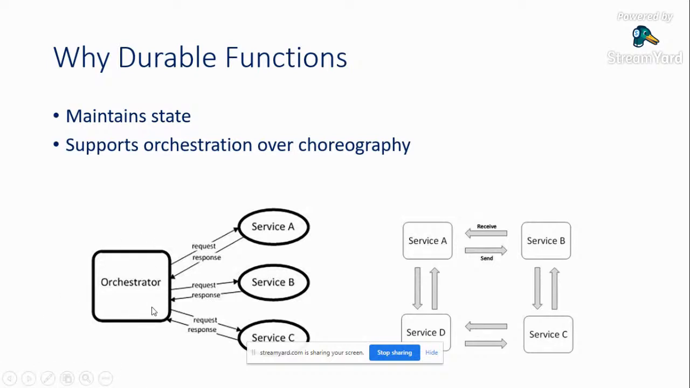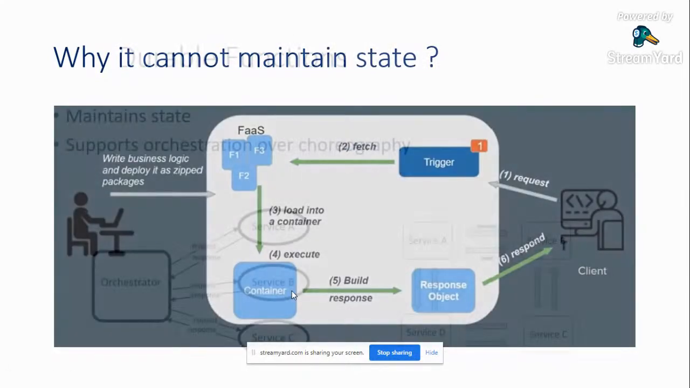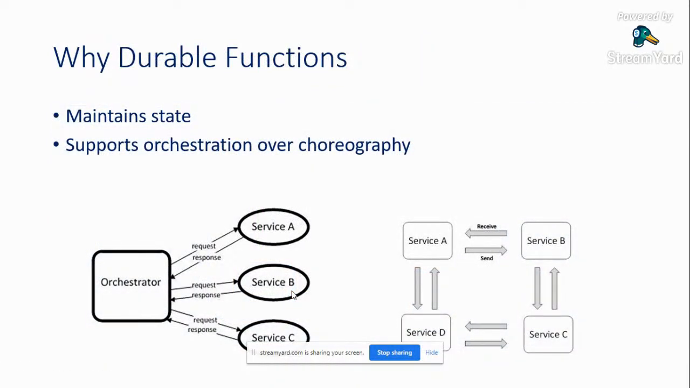So just assume that this is an orchestrator function, and service A, service B, and service C are the activity functions. What this orchestrator function does is coordinate all the activity functions. For example, let us assume that service A is an add function. Service B is the subtract function. Service C is the multiplication function. So what we are going to do is pass two arguments to the service A function, that is the add function.